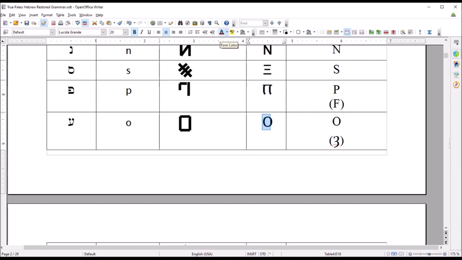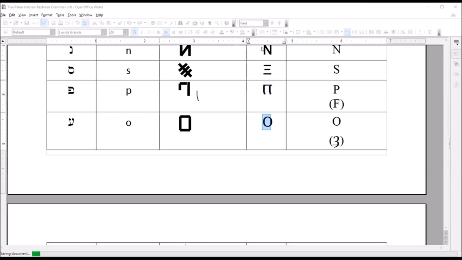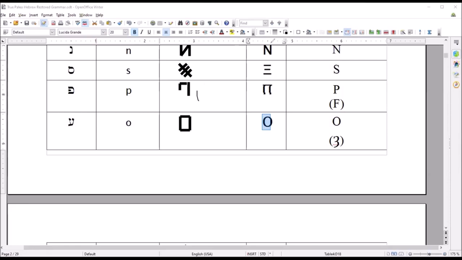What do we do? Let me see if I can annotate here. What do we do if we have three consonants? Like in Hebrew, the word for king is, oh man, hold on. Oh, okay, I can change it. There we go. I'm still learning how to do some of this.